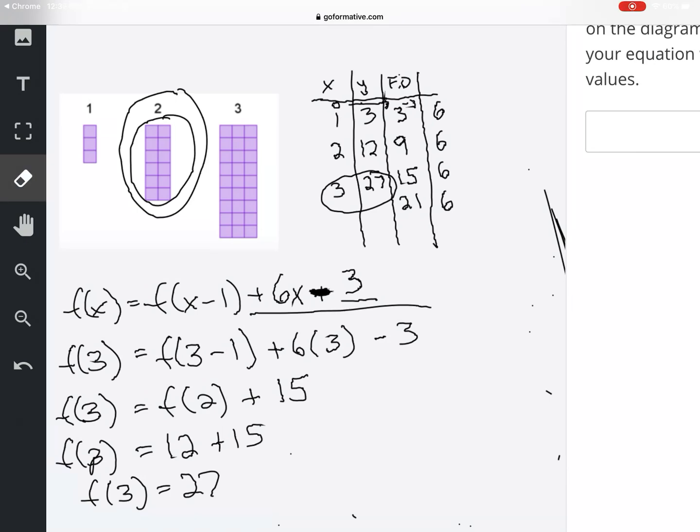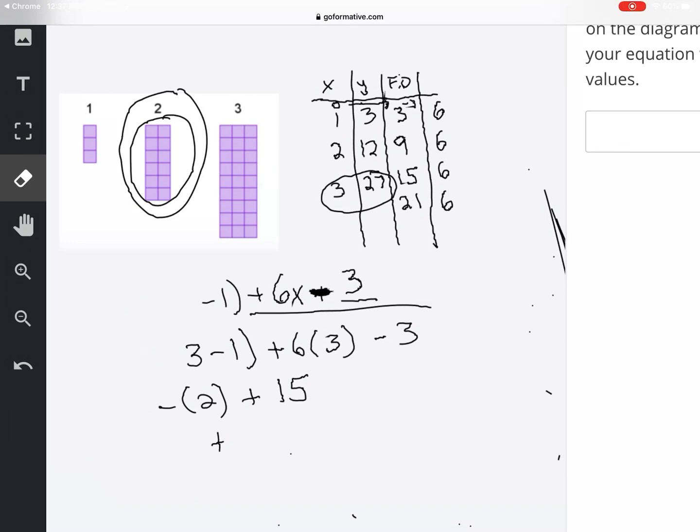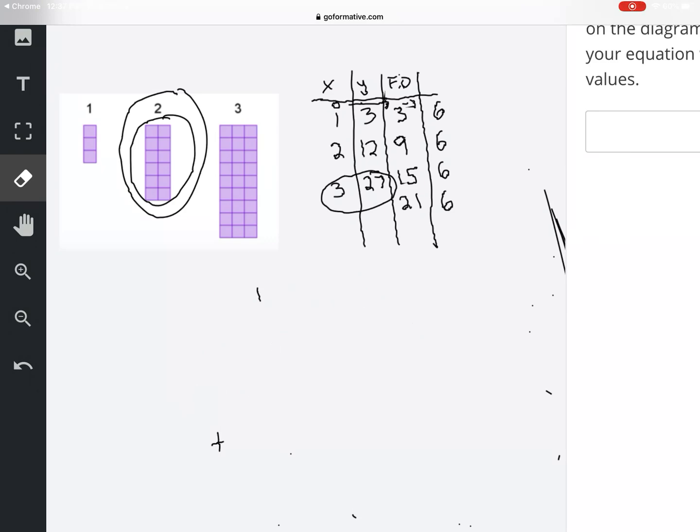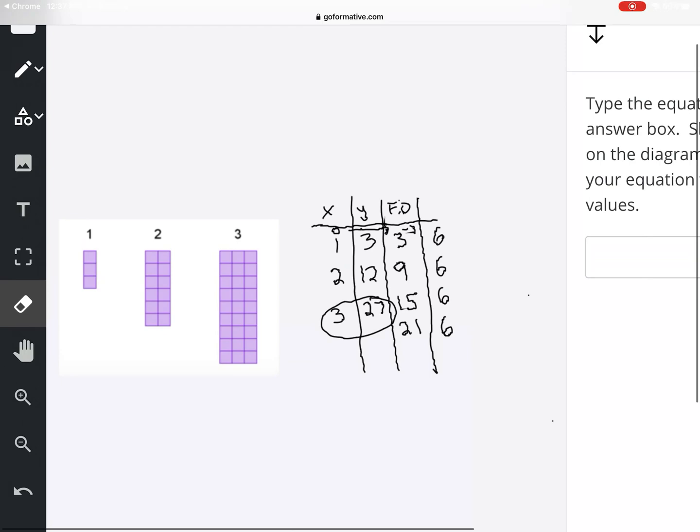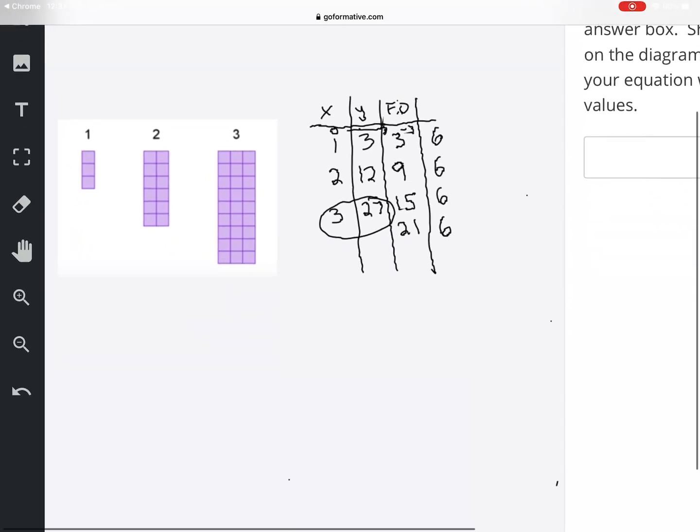That's the recursive. Okay, now for the explicit equation. Start looking at the figure number and think about how it relates to the base and the height, okay? So in figure 1, I see that the base is 1. In figure 2, I see the base is 2. In figure 3, I see that the base is 3. So that means that it's equal, okay? So it's x, because the figure number matches the base.